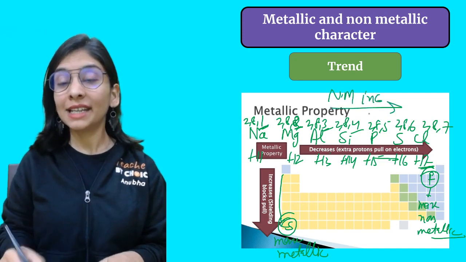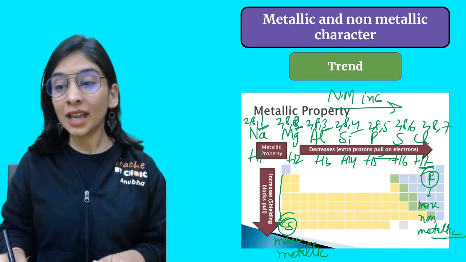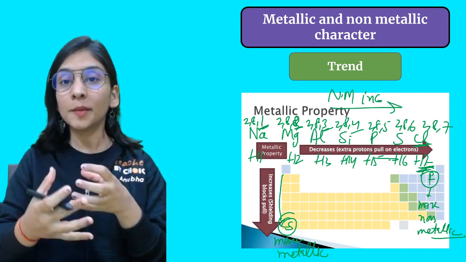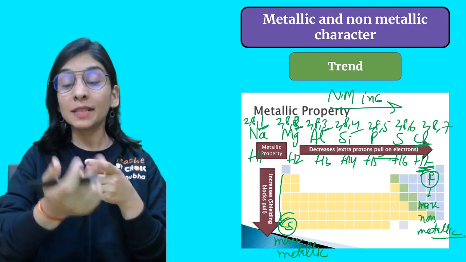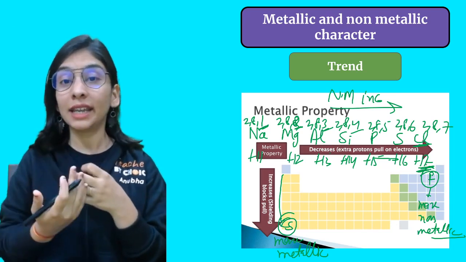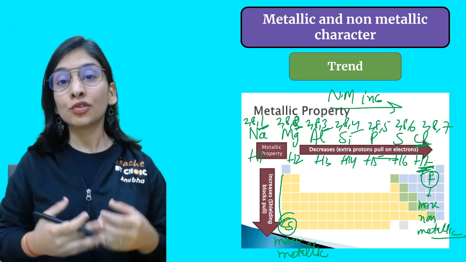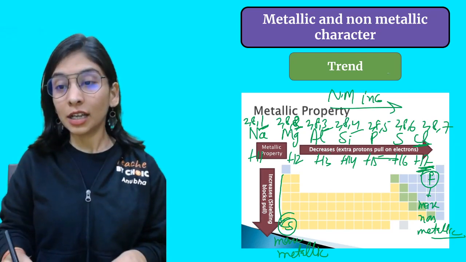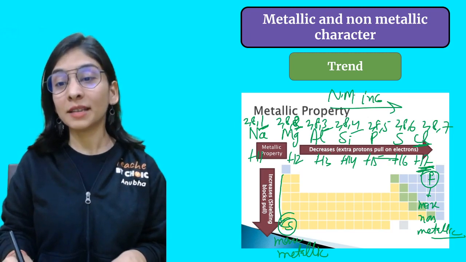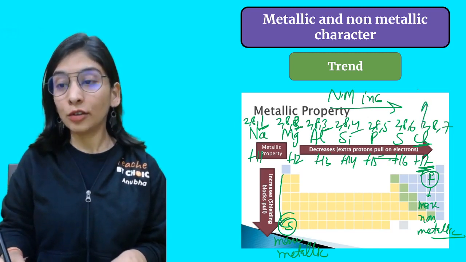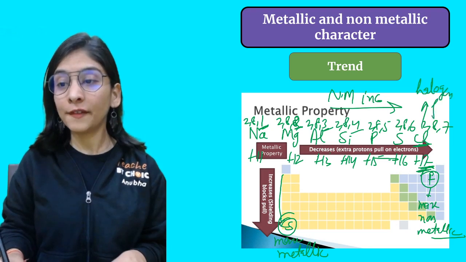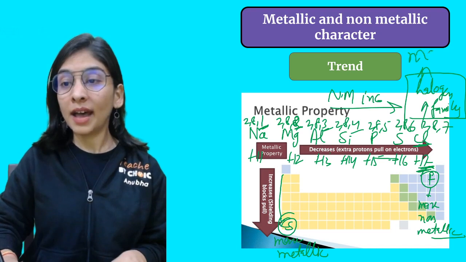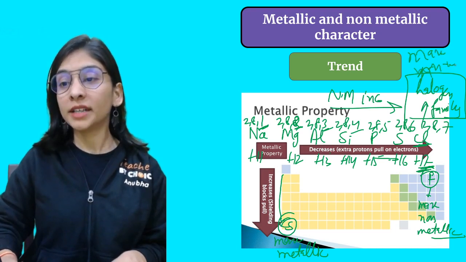Because what is non-metallic character? Tendency to pull the electron. Minimum size of the group 17 family in the respective period, minimum size, and also maximum tendency to gain an electron. As soon as they gain it, they'll be very much stable. So non-metallic character is going to keep increasing. So the halogen family is the one that will show maximum non-metallic character.